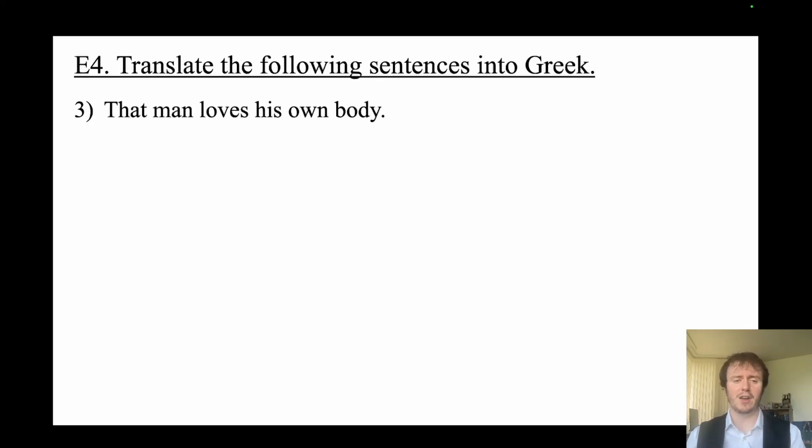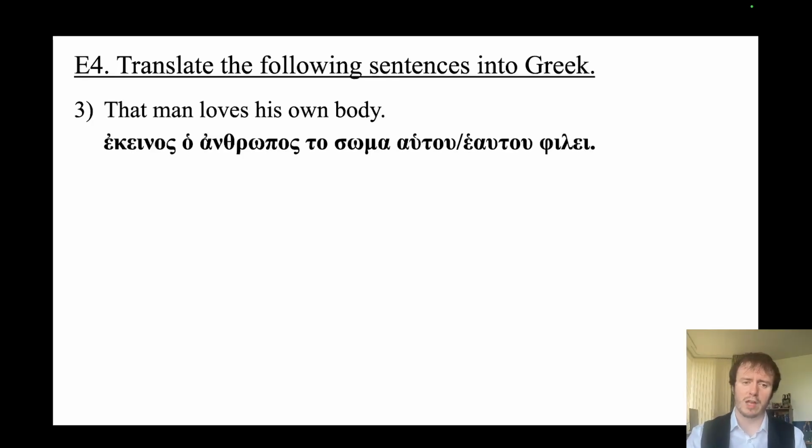Thirdly, we have that man loves his own body. Here, you should have said ekeinos ho anthropos to soma heautou or hautou philei. You didn't need to say ho anthropos, you could have just said ekeinos. You could have used that word on its own as a pronoun to mean that man. But you could have specified if you wanted with ho anthropos as well. You could have put ekeinos on either side of anthropos. On top of that, you could have had the units of the sentence in different orders.